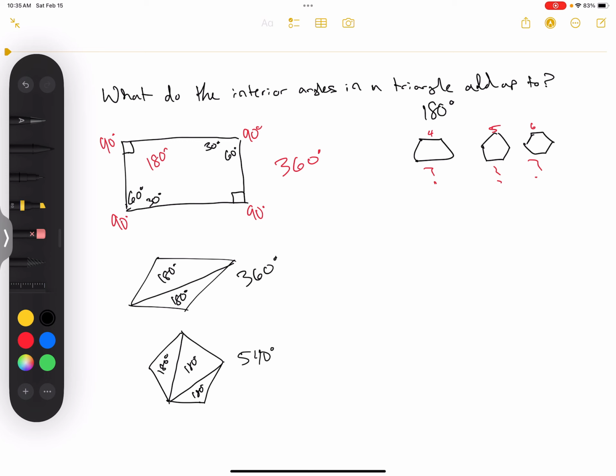That is the tactic we're going to use to figure out what the degrees all add up to inside of any shape, okay? Because obviously it's different. It's not always going to be 180, okay? And depending on the sides, it's going to change that number. So that's the intro. Now the next video is going to move on to the notes from today.